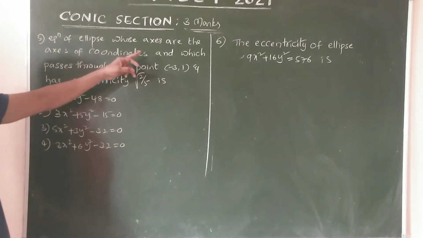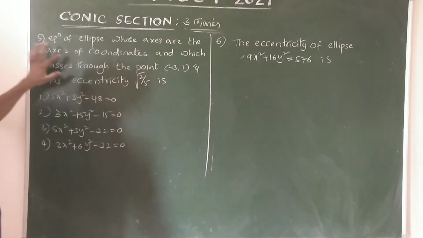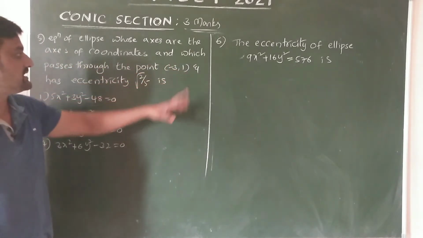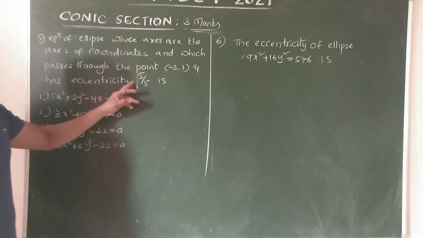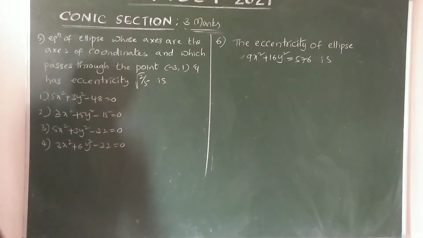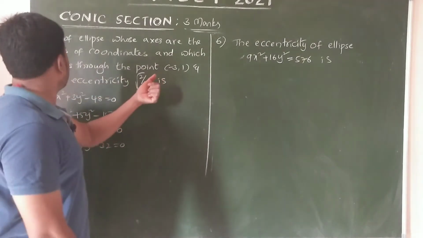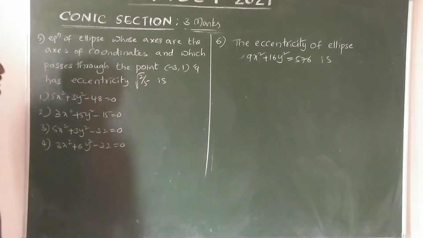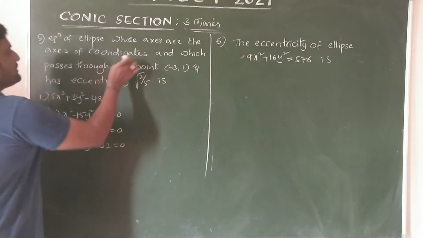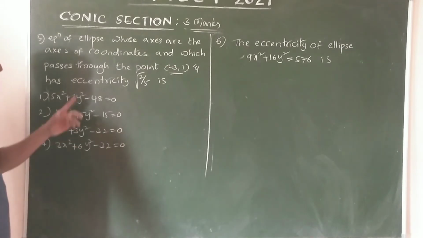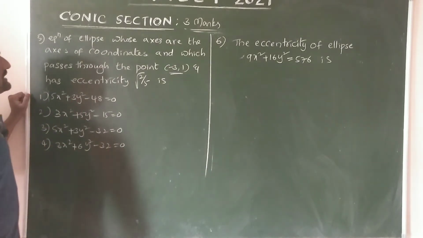Equation of ellipse whose axes are the axes of coordinates and which passes through the point (-3, 1) and has eccentricity root 2 by 5 is what? Actually we have to find it by taking the point and also the eccentricity, but no need to find it like that because we are just verifying here. It passes through (-3, 1). Yes or no? Definitely it satisfies one of the equations. Let's substitute in this.